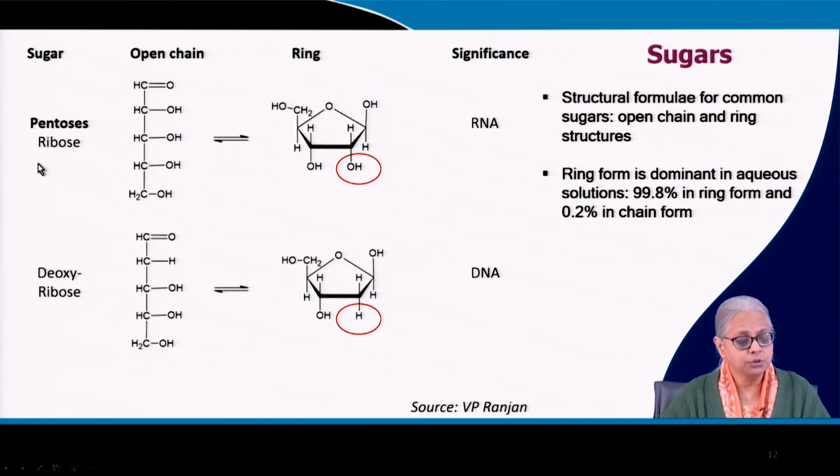And like I said, the pentoses, whether it's ribose, when it loses its oxygen, it's called deoxyribose, and this deoxyribose is the sugar that is present in DNA.